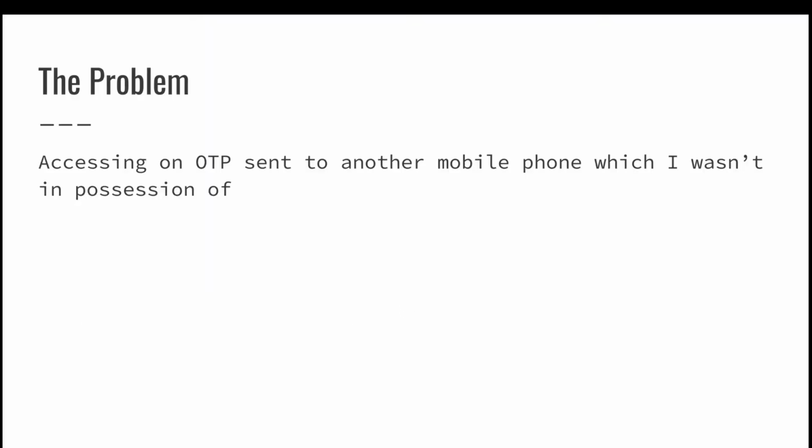So, first, let's try to understand what the problem is. My original problem was accessing an OTP sent to another mobile phone which I wasn't in possession of. So for example, if I'm in the US and I have my device back in India, when I would do any bank transaction, the bank would send the OTP token to my phone back in India. So accessing that token was difficult because then I had to call my mom, my dad, and ask them what the OTP they received was, which was a cumbersome process, especially since we were in different time zones. So this was a problem I had.